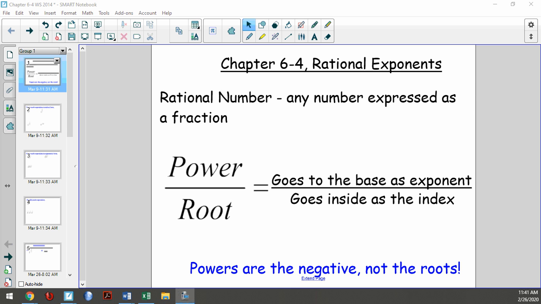The power goes to the base as an exponent, and then the root goes inside as the index. So power over root. Okay? If you have a negative fraction, the negative must go to the numerator as the exponent, not as the root. We all understand that. You can never take a negative root. I can't have negative 2 square roots or negative 3 square roots. I can't have that. Okay?